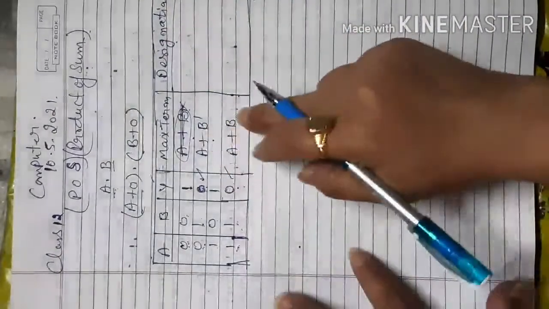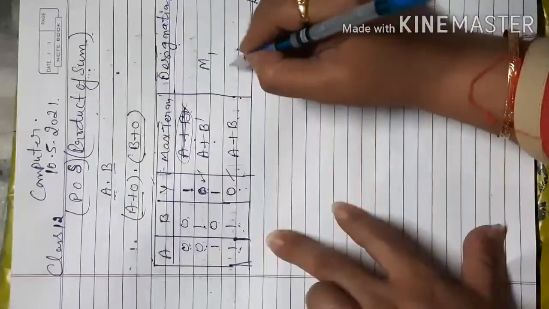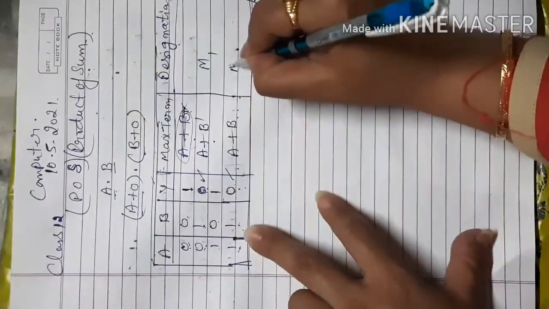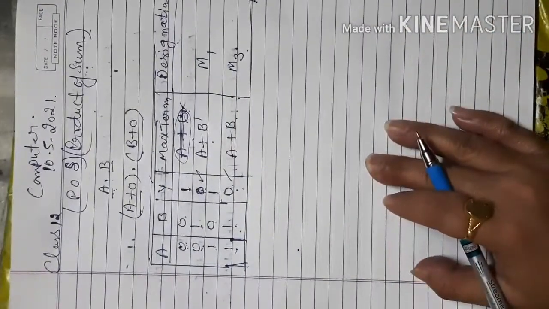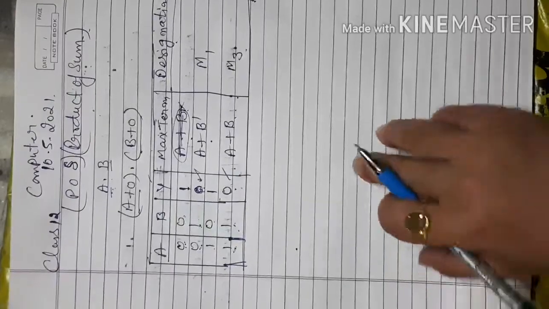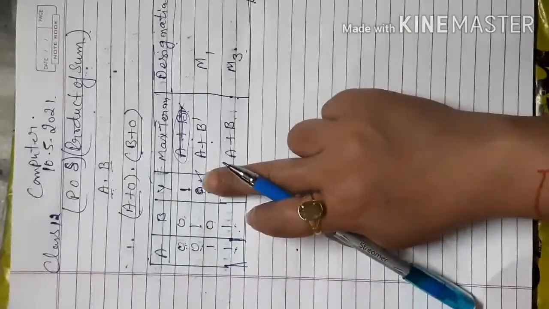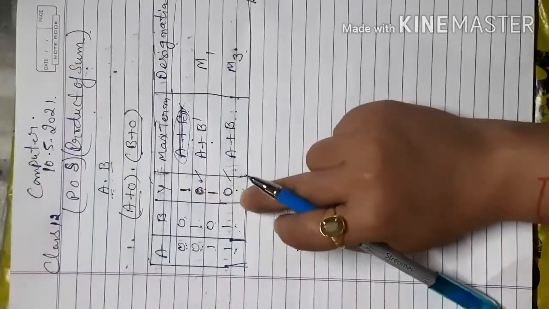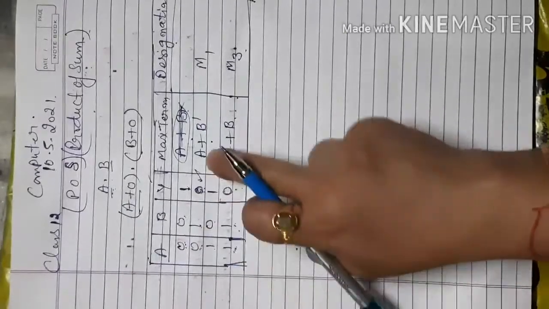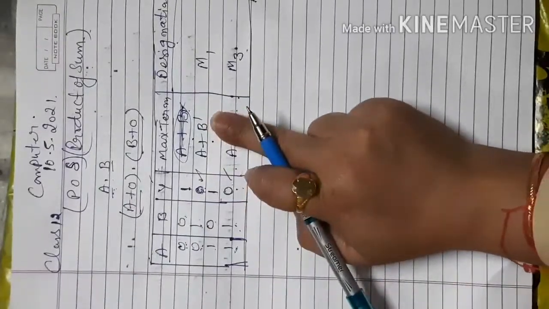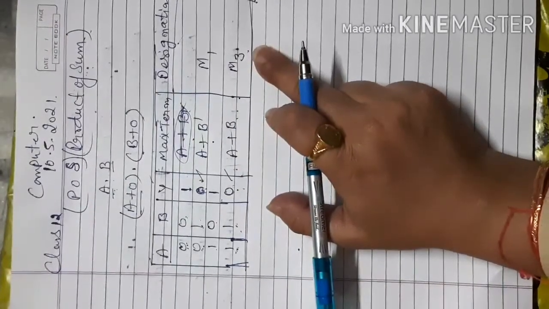So what is the designation of this max term? This is M1 and this is M3. So we denote with the capital M. So this is the max term designation, then the binary number, and the output. So what will be the output here? The output will be a plus b complement. So those are my max terms and this is the designation.